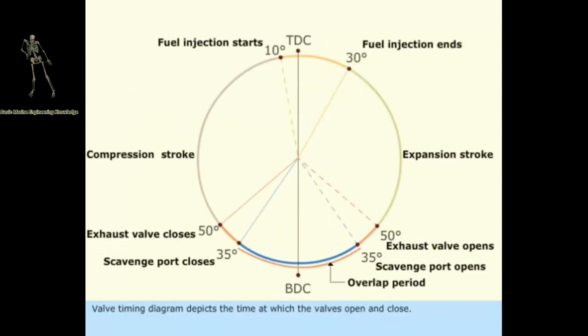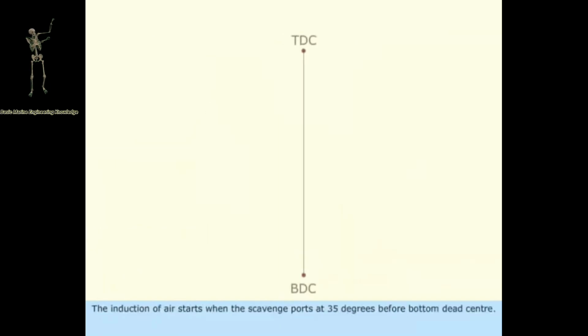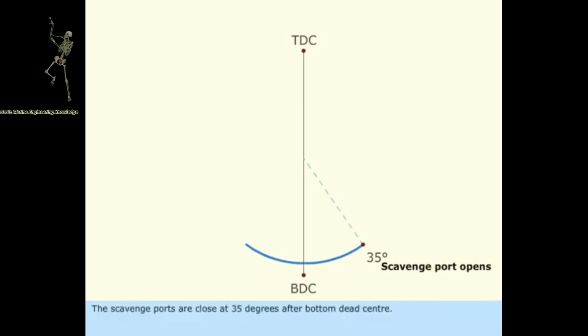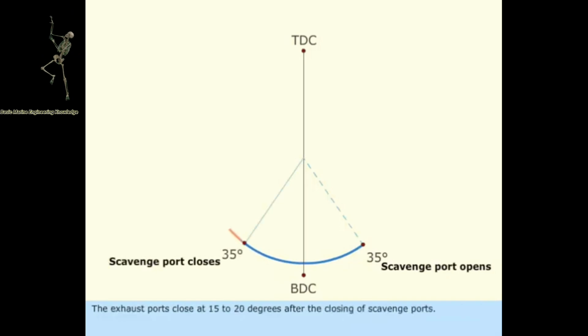Valve timing diagram depicts the time at which the valves open and close. The induction of air starts when the scavenge ports are 35 degrees before bottom dead center. The scavenge ports are closed at 35 degrees after bottom dead center. The exhaust ports close at 15 to 20 degrees after the closing of scavenge ports.